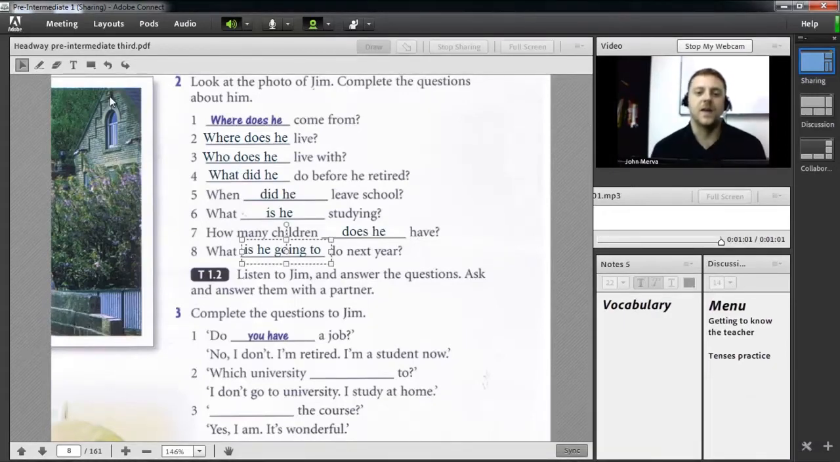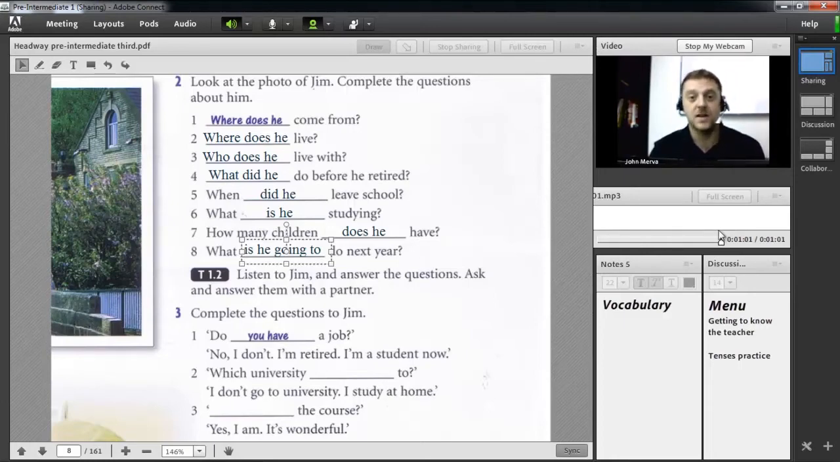Let's look at them together. So, number 2, where does he live? Using the present simple. Number 3, who does he live with? Again, present simple. Number 4, thinking about the past now, what did he do before he retired? Number 5, when did he leave school? Number 6, what is he studying? Number 7, how many children does he have? And number 8, what is he going to do next year?